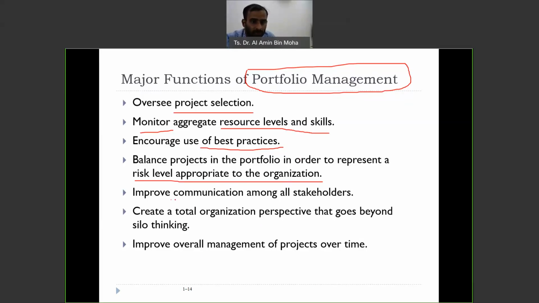Improve communication among all stakeholders, and create a total organizational perspective that goes beyond silo thinking. That means you can't just work on your own. You can't just do your work and think only for yourself. No, don't be a silo thinker. You need to work together, communicate together, and improve all project management all the time.